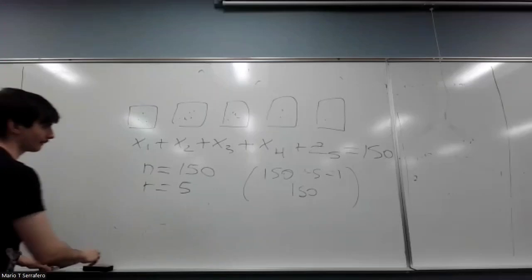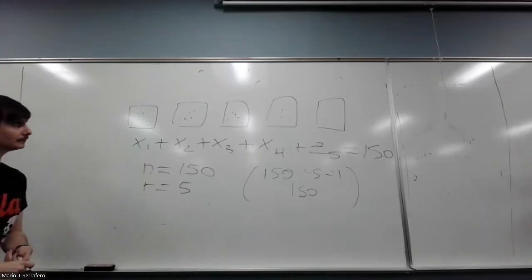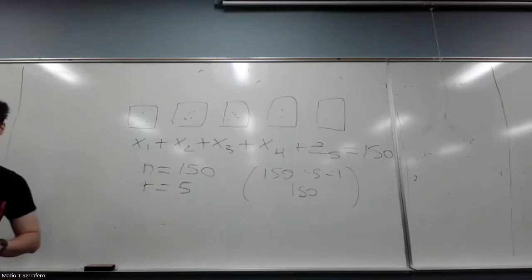Yeah. So you can think about stars and bars in several different ways. You can think about distributing the stars among the x's. You can think about the stars coming together from the x's. There are different kinds of analogies you can use.